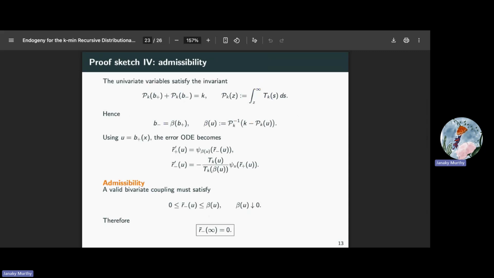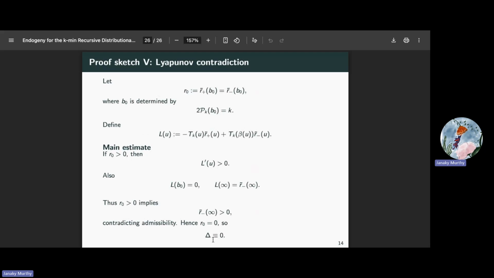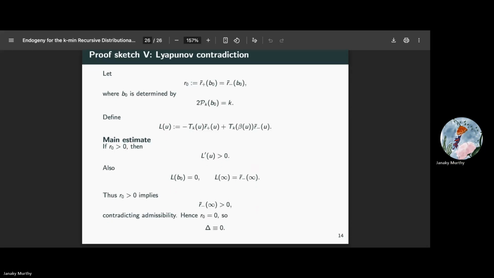So the main observation we make is that any solution to the fixed point equation is a solution to the ODE. However, not all solutions to this ODE are a solution to the fixed point equation. In particular, for an ODE solution to be the solution of the fixed point equation, it must satisfy this admissibility condition. And the rest of the proof goes into showing that only delta equal to 0 satisfies the admissibility condition. And the proof strategy involves constructing a monotone quantity to rule out admissibility. Thank you.